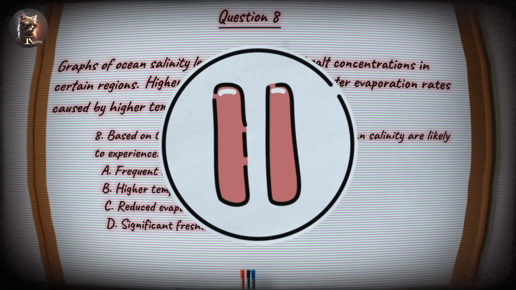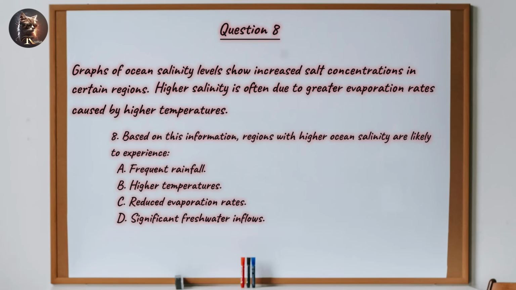Now pause again and take a moment to reflect. Which of these options clearly matches what the passage explained? If you selected option B, higher temperatures, you're exactly right. Because higher temperatures mean more evaporation, and more evaporation means higher salinity, this option perfectly aligns with the information we've just analyzed. Excellent thinking. Let's keep going.